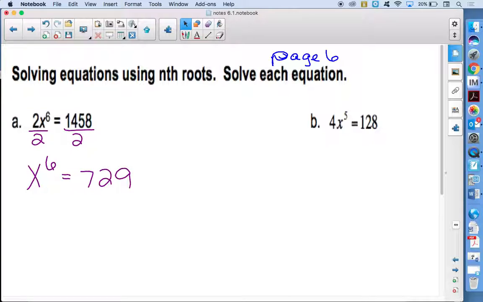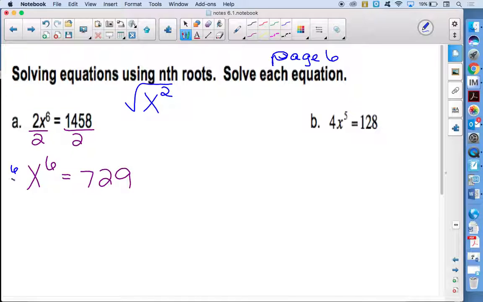And then I still have x to the 6th, so how do we get rid of that exponent? Would you do the 6th root? Yeah. So when we were dealing with x squared, we took the square root. So if the power is a 6, then we take the 6th root. So whatever the power is, if you want to get rid of it, you have to take the root of that, because that's really doing the opposite to get rid of that power.